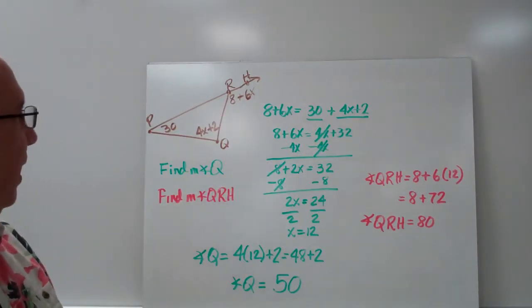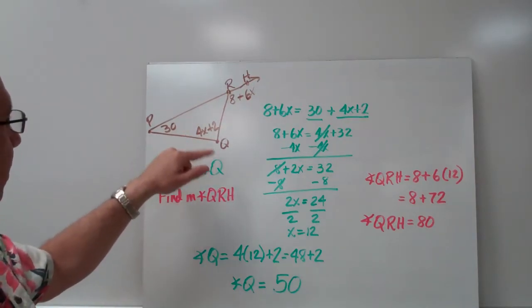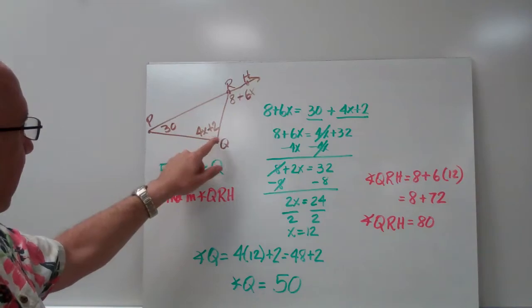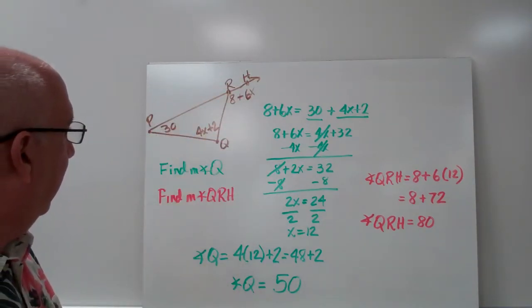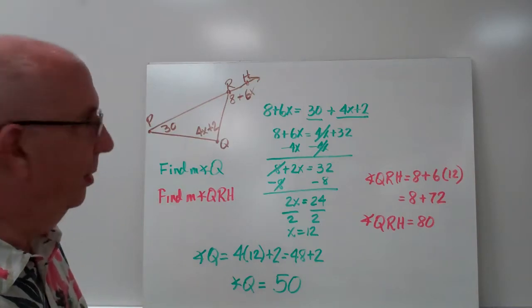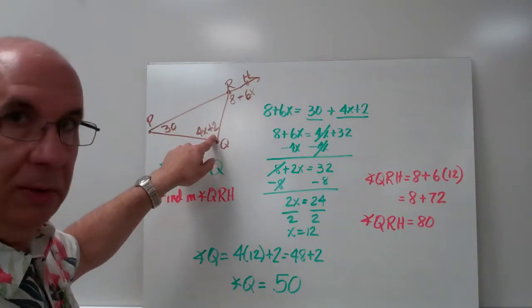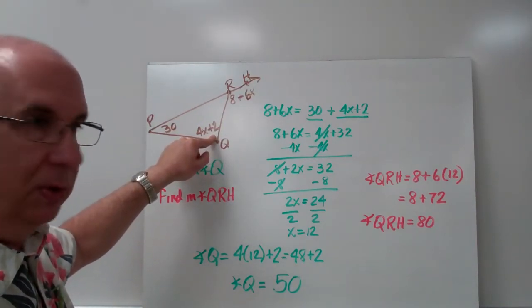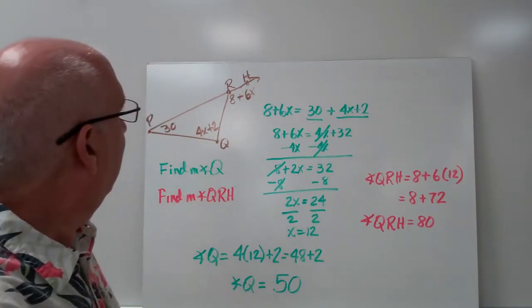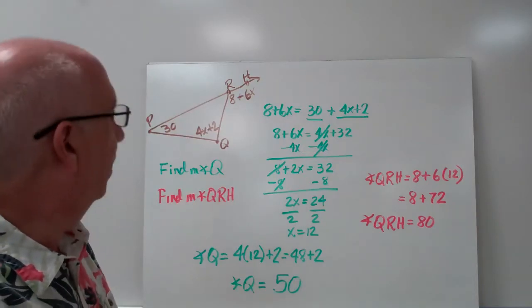First thing I have to do is find x, because I want you to find the measure of angle Q, this one here, and the measure of angle QRH, the exterior angle. Let's find one of the unknown interior angles. To do that, we've got to find the value of x first. So, we know that the exterior angle is equal to that, as we just did.